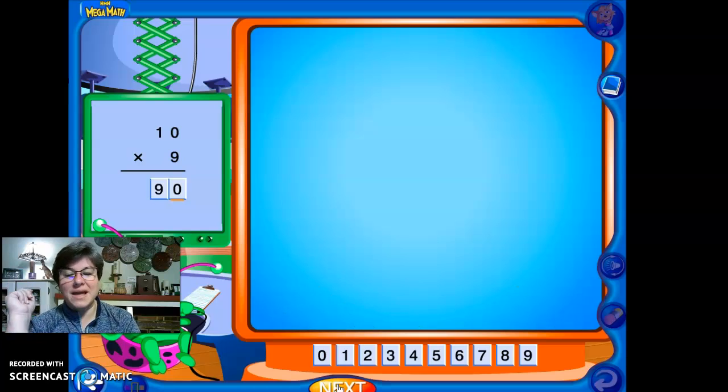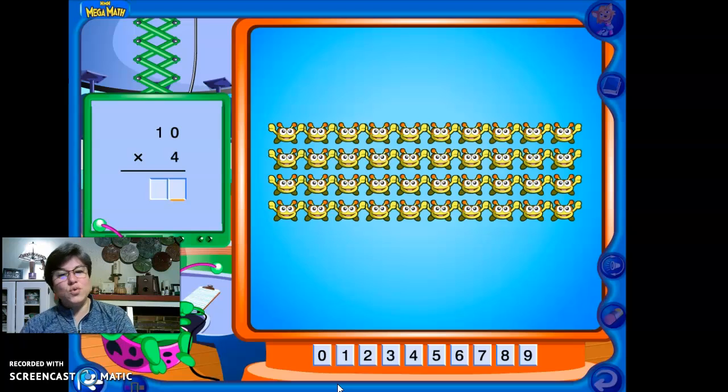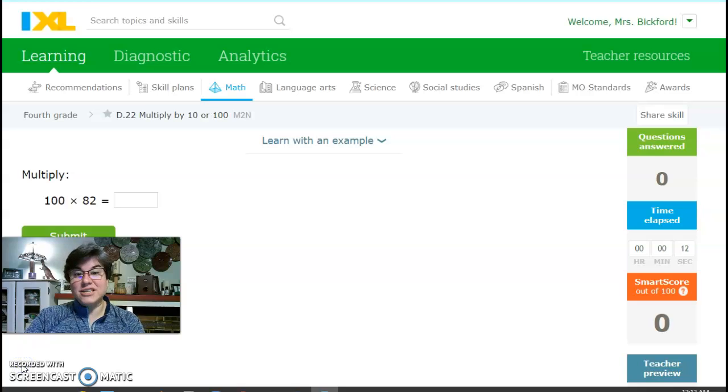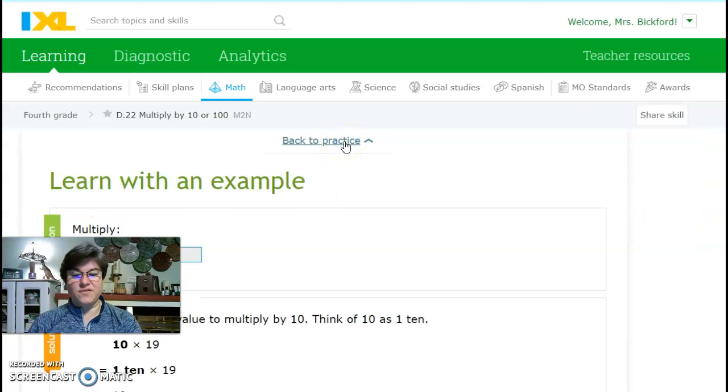As you play through MegaMath, it will prompt you as to what you need to do for each problem, and it will ask you the question. You go through and work it out. This is just practice. The next practice you have is on IXL. So it's going to ask you to multiply this just straight out. So 100 times 82.